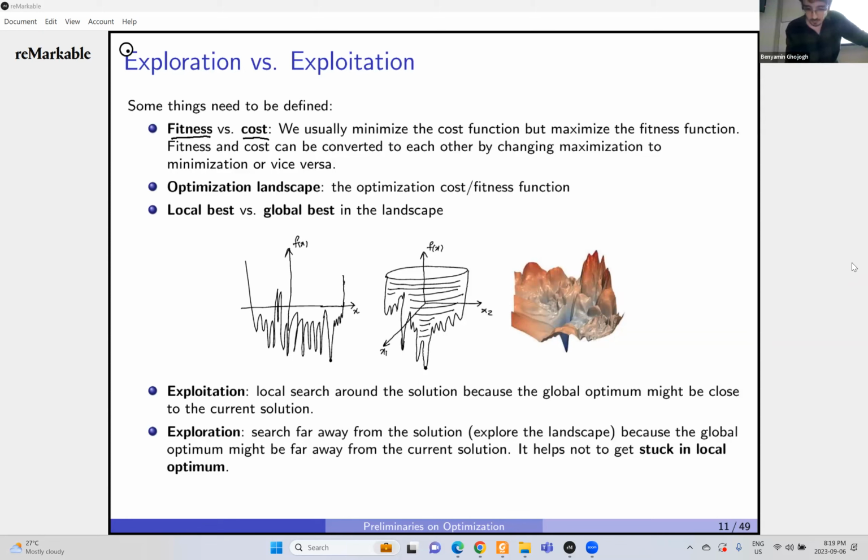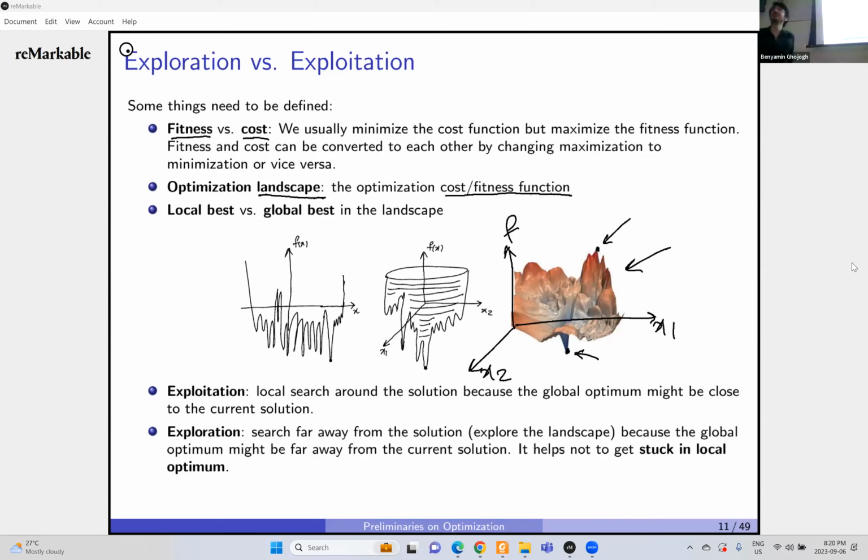Also, the cost or fitness function are called sometimes landscape or optimization landscape. Why? Take a look at this. This is like a cost function. Assume there are two variables, x1, x2, and the height is the cost. I want to minimize this cost. So I want to find this minimum, right? Here. If I want to maximize it, I want to find here, right?